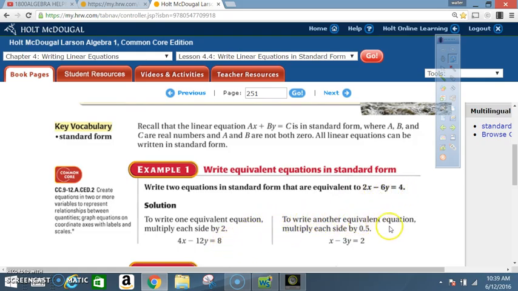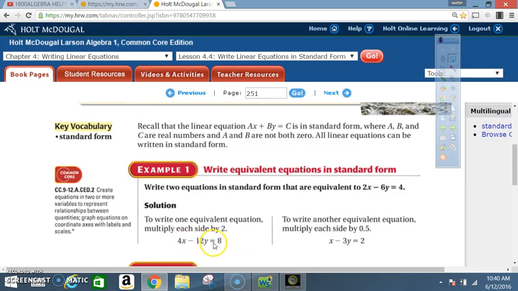To write another equivalent equation, multiply each side by 0.5 or by half. So, half of 2 is 1. So, you end up with just 1x. Half of a negative 6y is a negative 3y, and half of 4 is 2.